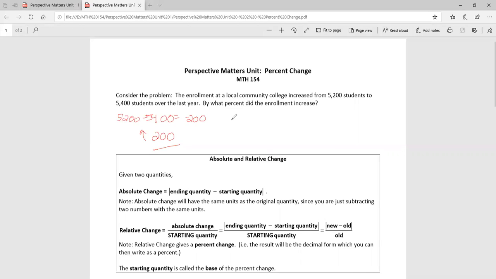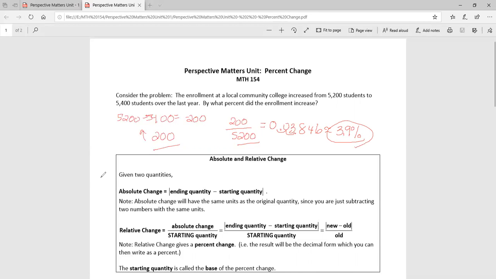So the number that goes on the bottom of this fraction is 5,200, because originally we had 5,200 students and now we've gone up 200. So what percent did it increase over that original amount? When I throw that in my calculator, and I did not do it by hand, wouldn't expect you to, I get 0.03846. So approximately a 3.9% increase in enrollment. That's pretty good. Almost a 4% increase. So what I'm talking about here is this idea of percent change.